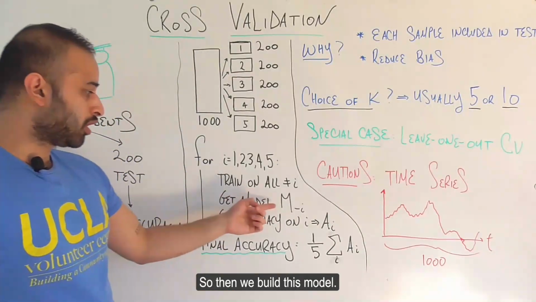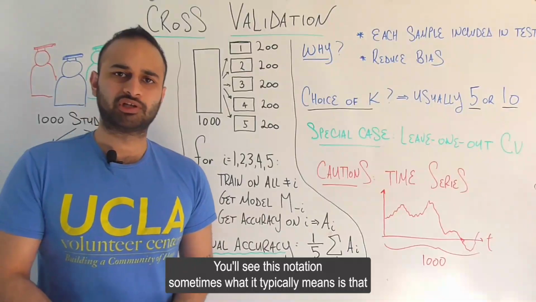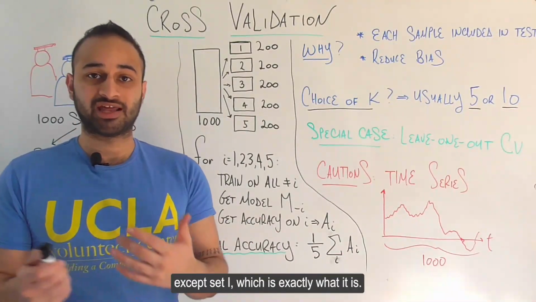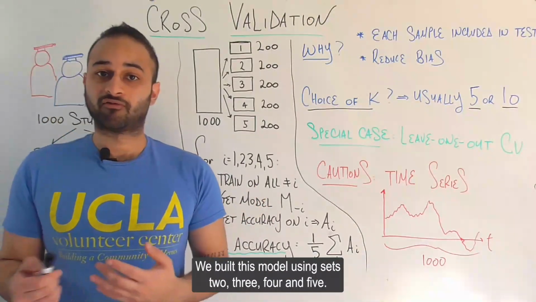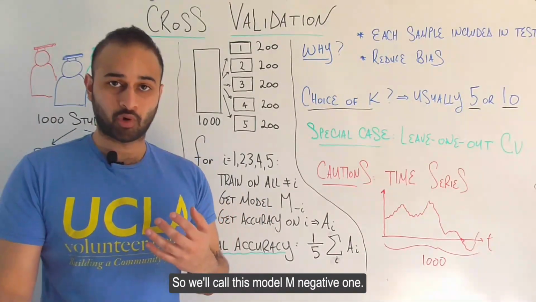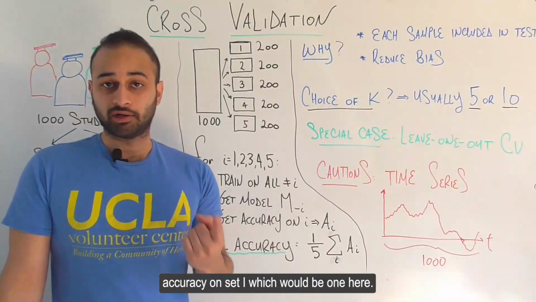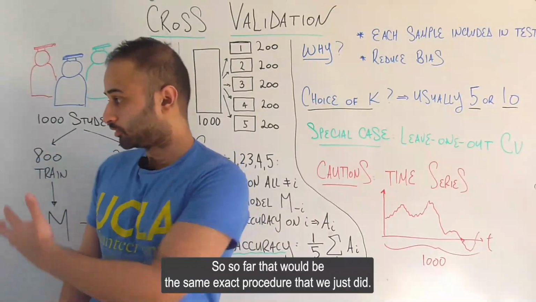So then we build this model. We're going to call this model M sub negative I. You'll see this notation sometimes. What it typically means is that this model is built on everything except set I, which is exactly what it is. We built this model using sets 2, 3, 4, and 5. So we'll call this model M negative 1. We get the accuracy on set I, which would be 1 here, and we would call that A sub 1. So far that would be the same exact procedure that we just did.